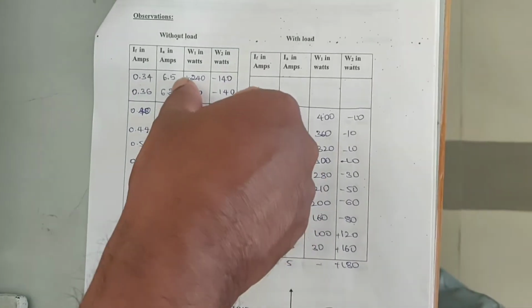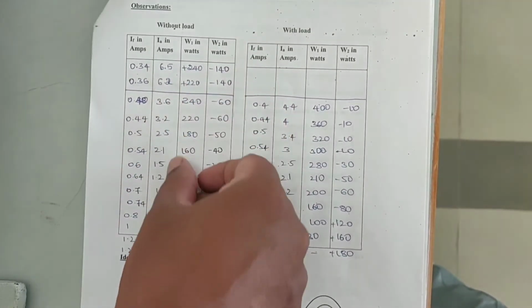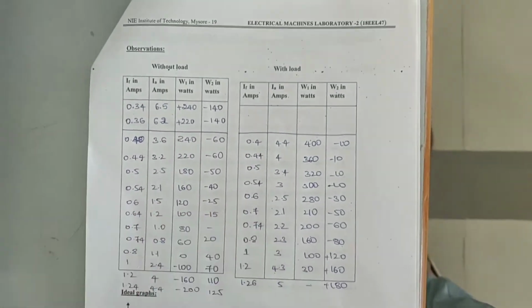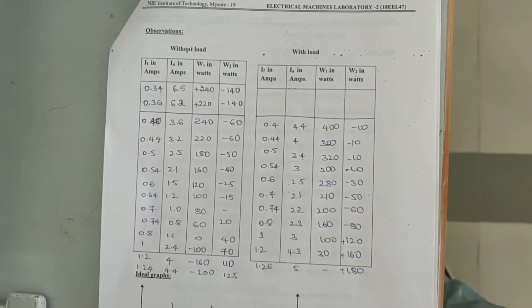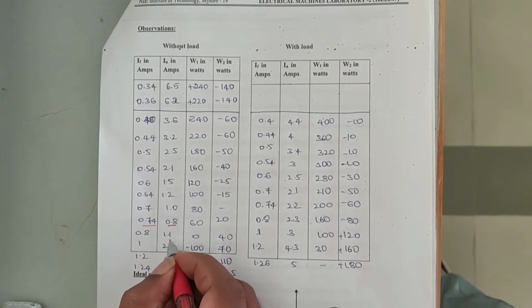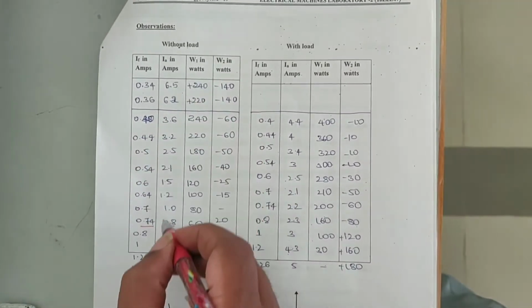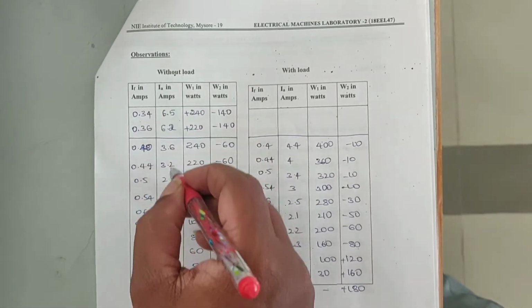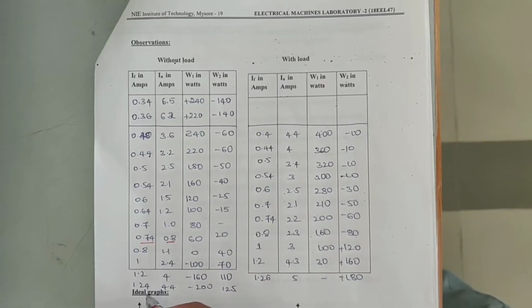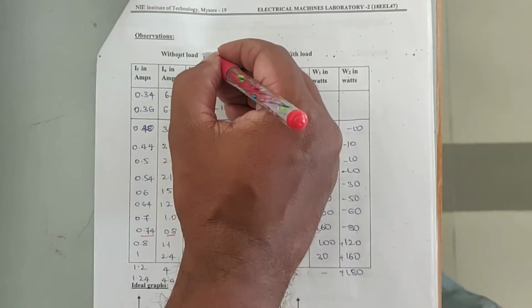Okay, here you can observe this reading: 6.5, 6.2, 3.6, 3.2 amps like that. So at 0.74 amperes it came to 0.8 and then it starts to increase. So you have to get a V-shaped curve. That means you should get the complete variation in such a way that you vary the IF. Okay, this is without load.